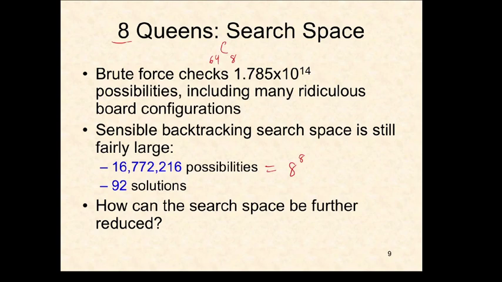So for n queens, we've got O of n to the nth power, exponential. That's fairly terrible. So we want to reduce that search space.